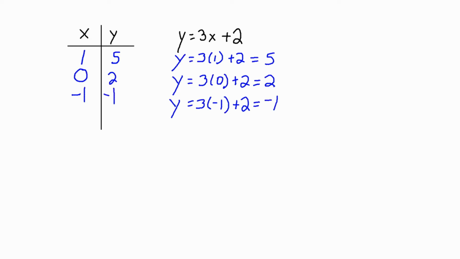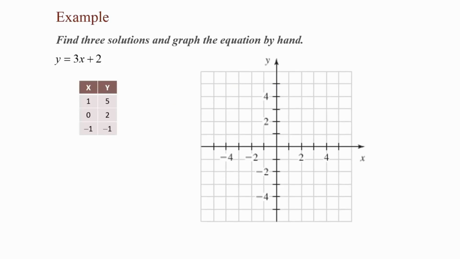Now that I have my 3 ordered pairs, I'm ready to graph my line. So in graphing our line, we first want to draw our 3 points, 1, 5, 0, 2, and -1, -1. So now we have the line for y equals 3x plus 2.